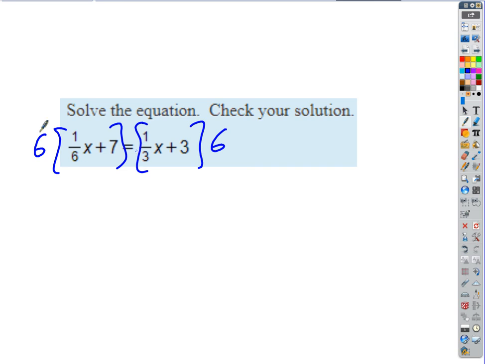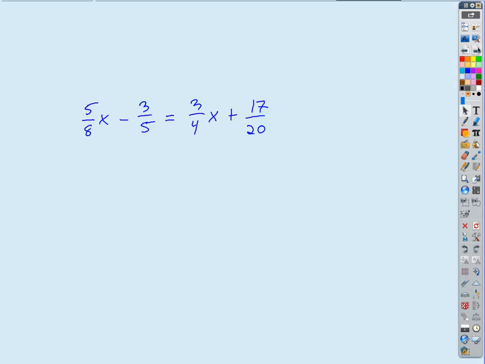When I distribute the 6, what's 6 times 1 sixth? 1. So the first term is just going to be an x. 6 times 7, 42. 6 times 1/3, good, 2x. And then 6 times 3. And now it's easy. I won't even go from there. Right, now it's a piece of cake.